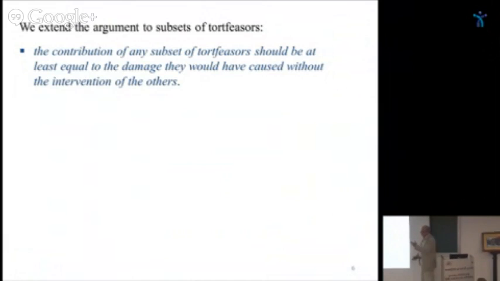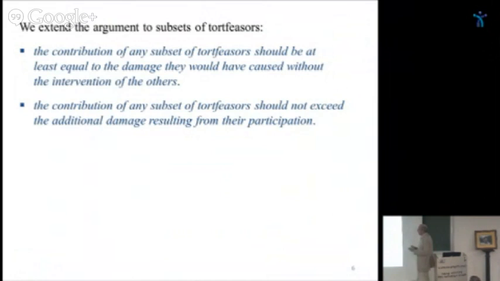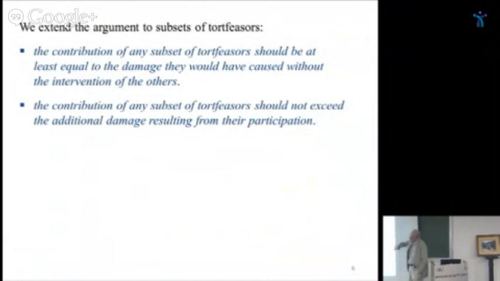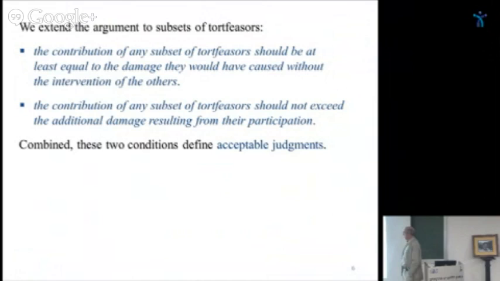And now you see, of course, appearing the characteristic function. And the contribution of any subset of tortfeasors should not exceed the additional damage resulting from their participation. So we extend this lower bound and upper bound from individuals to subsets of tortfeasors. And any judgment that satisfies these two conditions, we call an acceptable judgment.